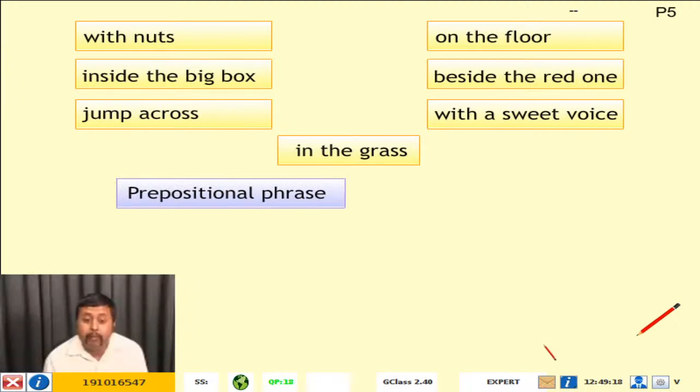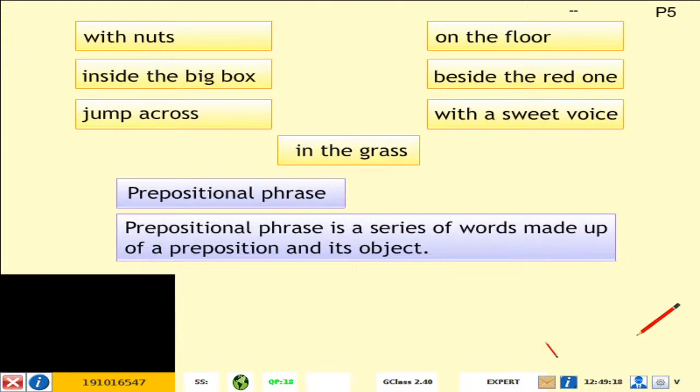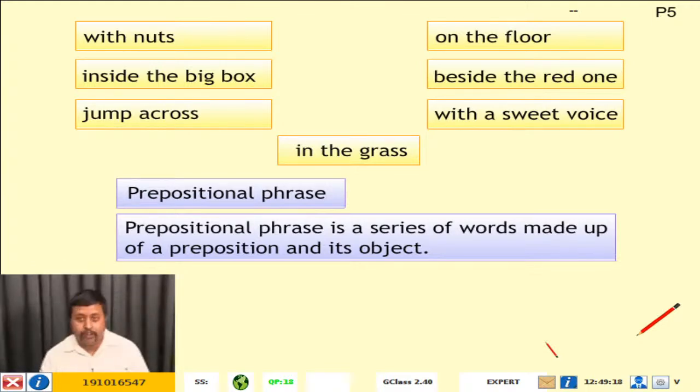So these are what? Prepositional phrases. So what is the special feature of these phrases? They are a different type of phrase which are called what? Prepositional phrase. Alright, what is a prepositional phrase? A prepositional phrase is a series of words that is made up of a preposition and its object. So a series of words where there is a preposition and its object, what do we call that? Prepositional phrases. Say for example, if we look at the first one, with nuts, what is there? This is the preposition and this is the object.